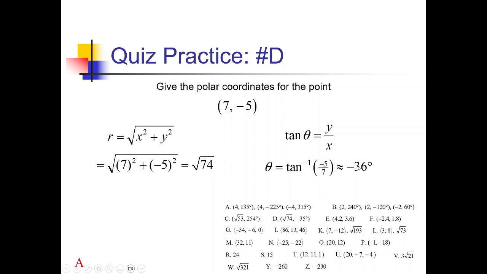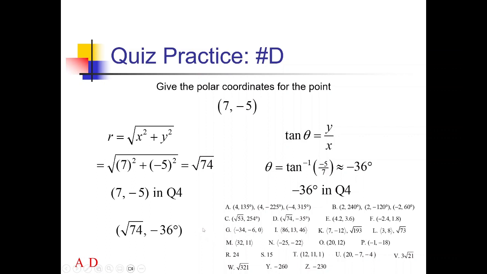And taking a look at my quadrants, the original point has a positive x and a negative y, so that puts me in quadrant 4. This negative 36 degrees is also a quadrant 4 angle. These match up, so I can keep my negative 36. I don't have to add 180 to it. So I'm going to write radical 74 comma negative 36 degrees for my answer. And that doesn't quite match my answer. The angle is off a little bit. So I'm going to record D as one of my letters to hang on to, and then it's on to the next problem set.